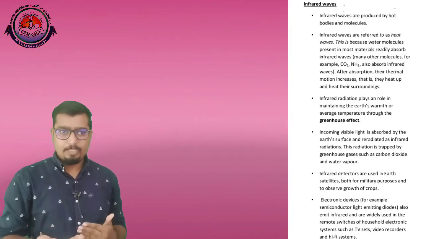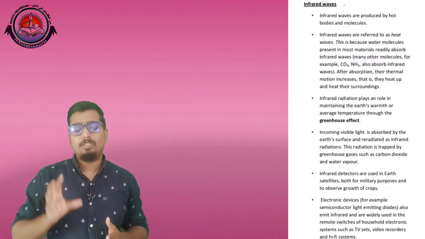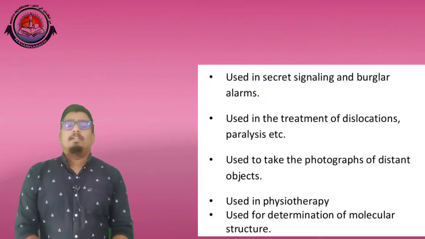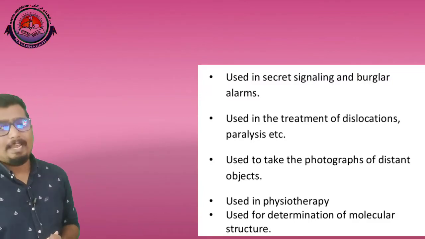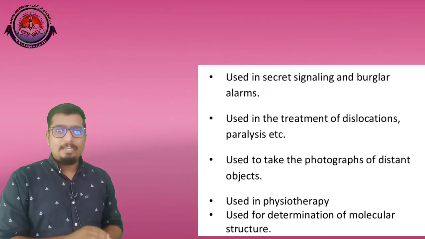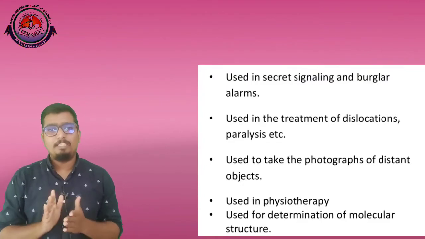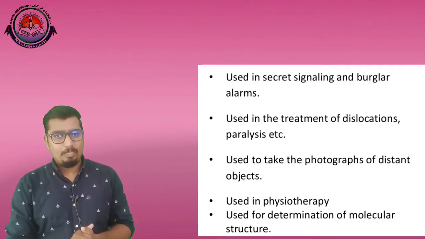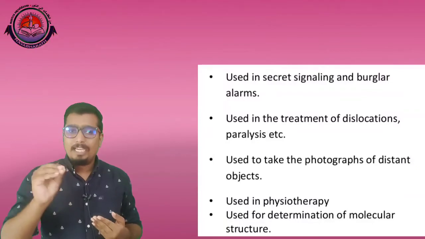Infrared is used for remote control of household electronic systems such as TV, video recorders and hi-fi systems. Other uses of infrared waves are in secret signaling and burglar alarms, in the treatment of dislocations and paralysis, and to take photographs of distant objects, that is in night vision cameras.